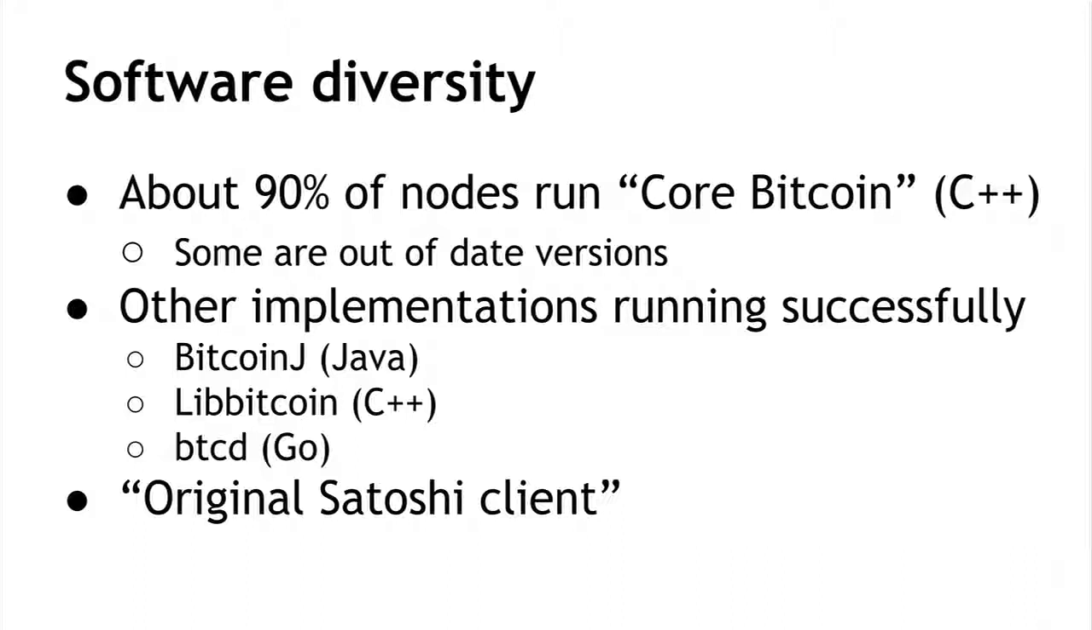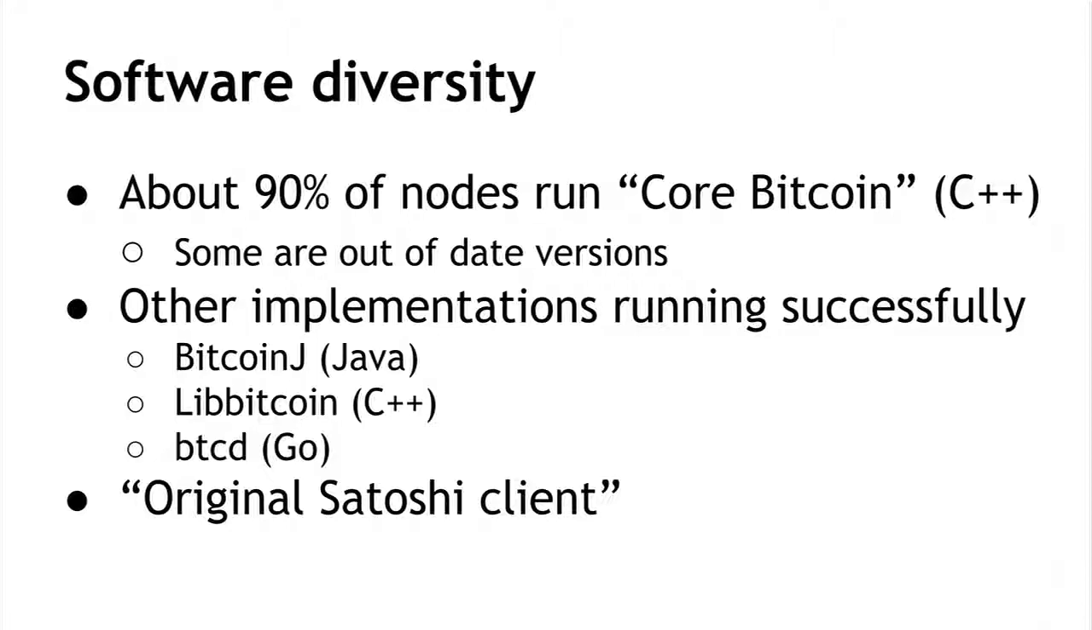But about 90% of the nodes on the network are running the core Bitcoin library written in C++, where the core Bitcoin developers work, some of which are previous out-of-date versions that haven't been updated, but most are some variation of this one common client. So this might be a risk to the network. If there was some bad software bug that caused all of those nodes to crash, you would knock the majority of the network offline.